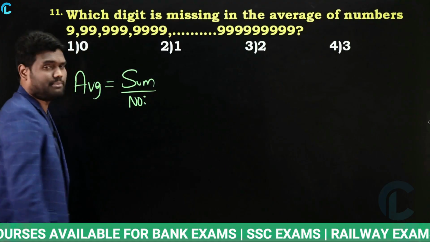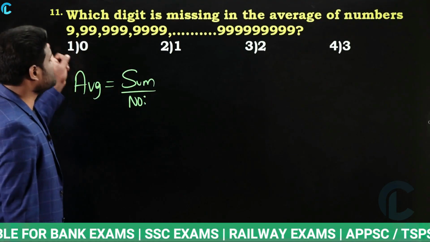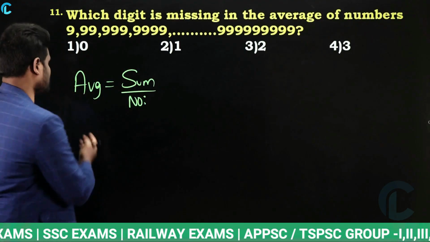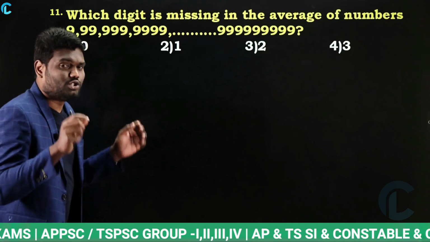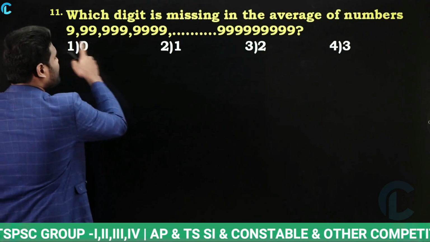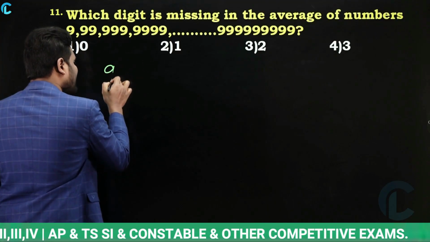Yes or no? This is nothing but average. So sum of numbers means I need to add all these numbers. Yes. But if I need to add all these numbers, now this is going to be complicated. So just observe here carefully. What I am trying to do is I am going to take 9 common.